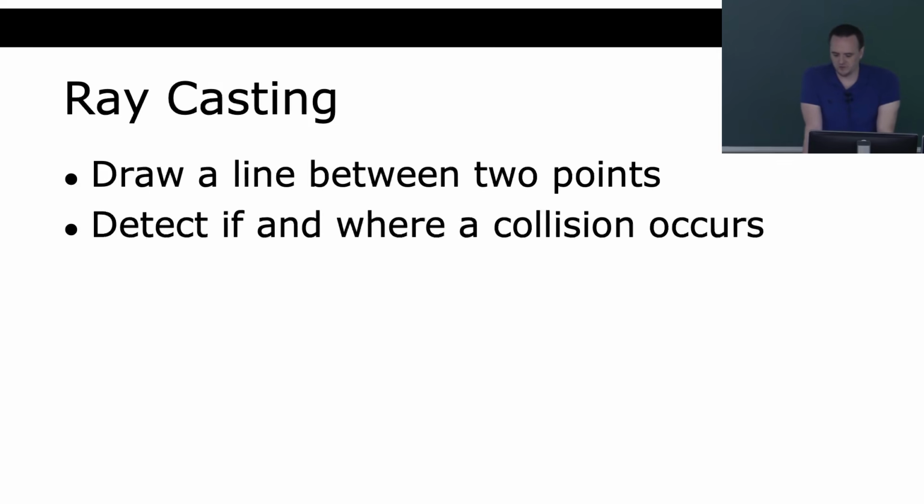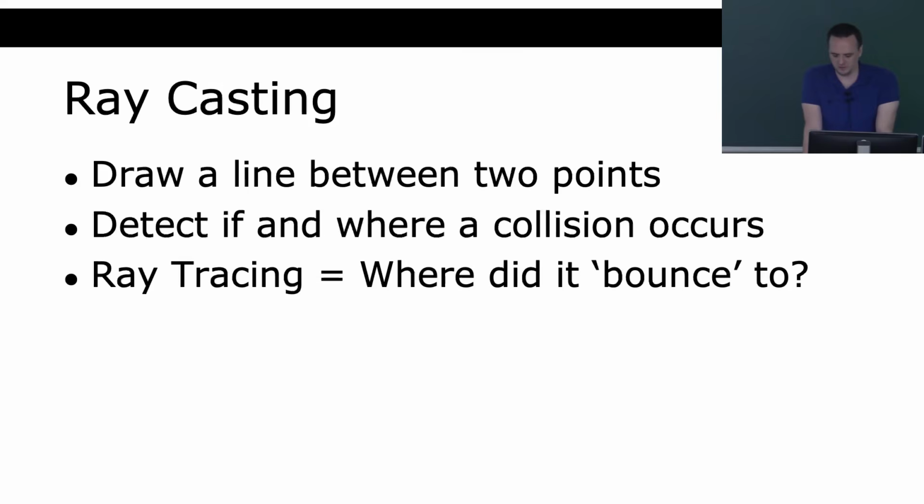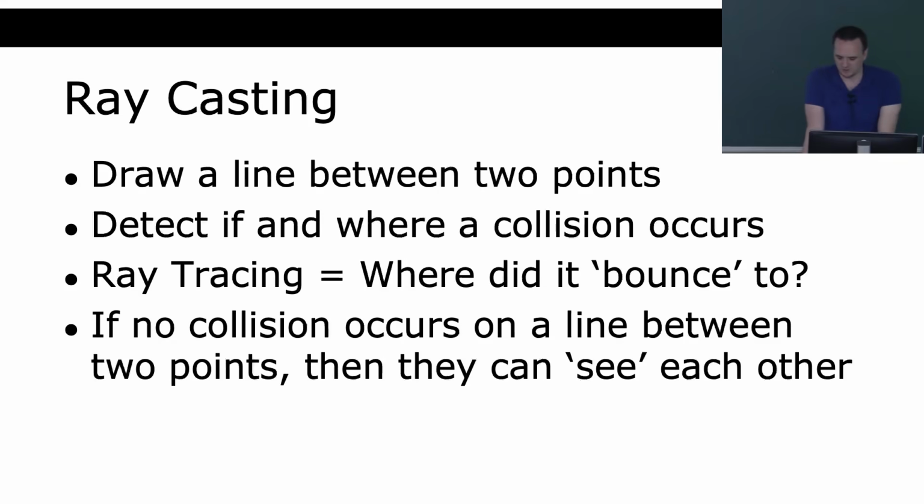And then what we're going to do is we're going to detect if and where any collision occurs between that line segment and other things in our game or in our scene, etc. And there are interesting things that we can do with that. And then ray tracing is sort of this iterative approach where instead of just where did it intersect, it's also like where did that bounce, and then do that with the new one, and then do it with the new one, etc. But again, we're not doing that.